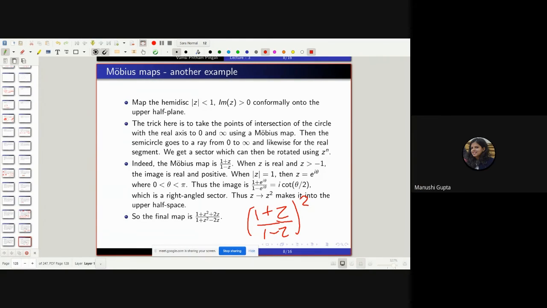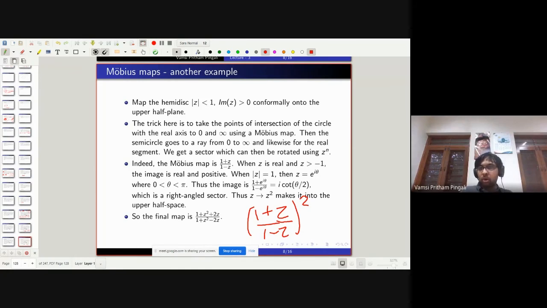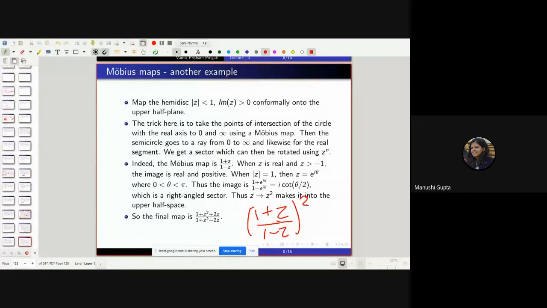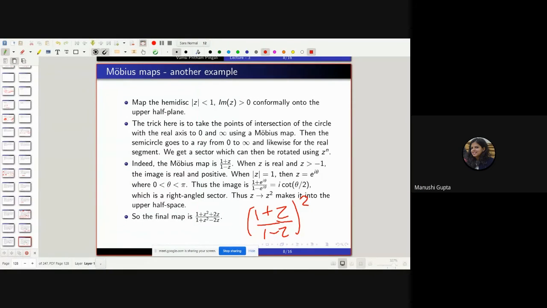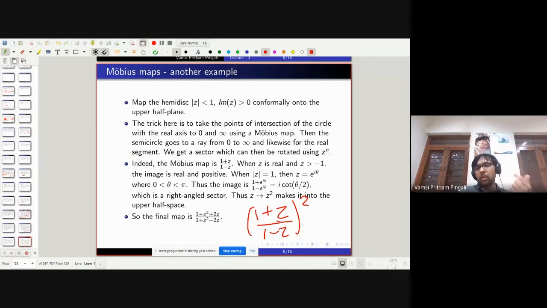So in this, we got a right angle sector. What if we wanted some other angle sector, not the right one? Instead of a right angle, maybe some acute angle sector. You don't have control over what kind of sector you would get. We got lucky here and we got a right angle sector.